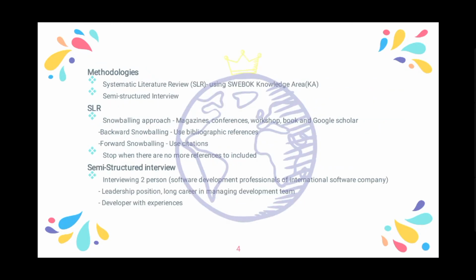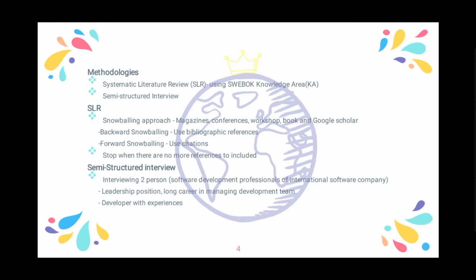The methodologies used are SLR, which is Systematic Literature Review using the SWEBOK Knowledge Areas, and second, semi-structured interviews. For SLR, we use a snowballing approach, which uses magazines, conferences, workshops, books, and Google Scholar. For snowballing, there are two types: backward snowballing and forward snowballing. For backward snowballing, we use bibliographic references, and for forward snowballing, we use citations. It stops when there are no more references to include.